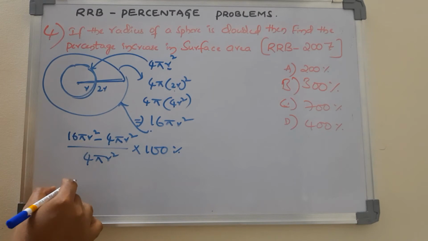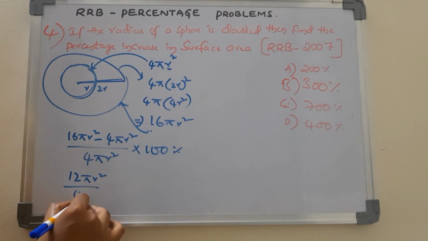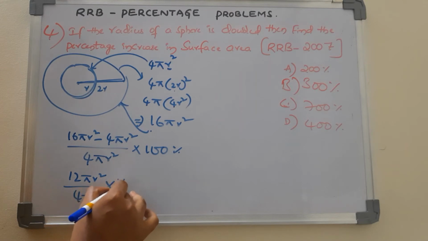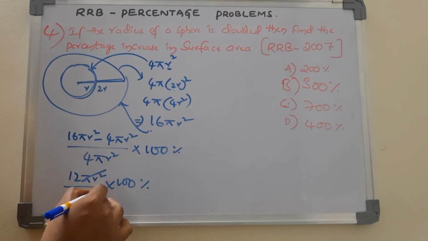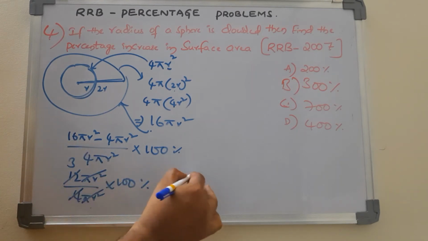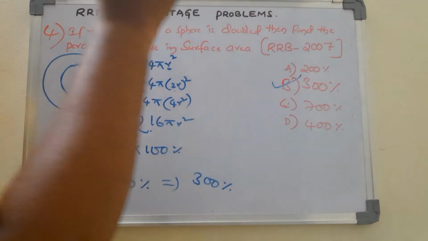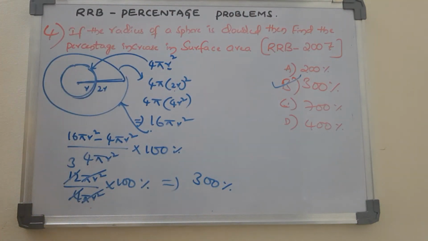16 pi r square minus 4 pi r square is 12 pi r square, divided by 4 pi r square, into 100%. Pi r square gets cancelled. 4 into 3 is 12, 3 into 100 is 300%. So there is an increase of 300% of surface area in the sphere.